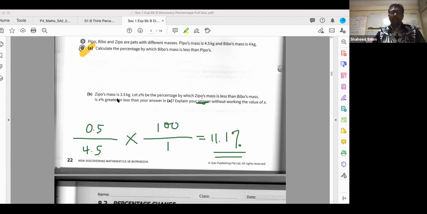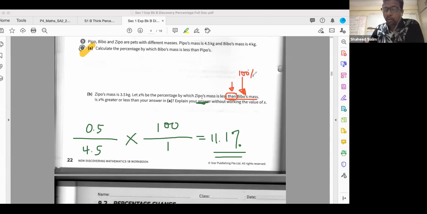So now, in just now's conversation, we compare Bibo to people. Now they tell you Zipo is 3.5 kg. And then they're comparing Zipo to Bibo. Okay, the difference is 100%. But when they say this, remember what I said, you got to identify 100%. Down here is 100%. Who is 100%? Bibo lah. Why? As I told you, this is a clue word then. When you have then, it means this is 100%.